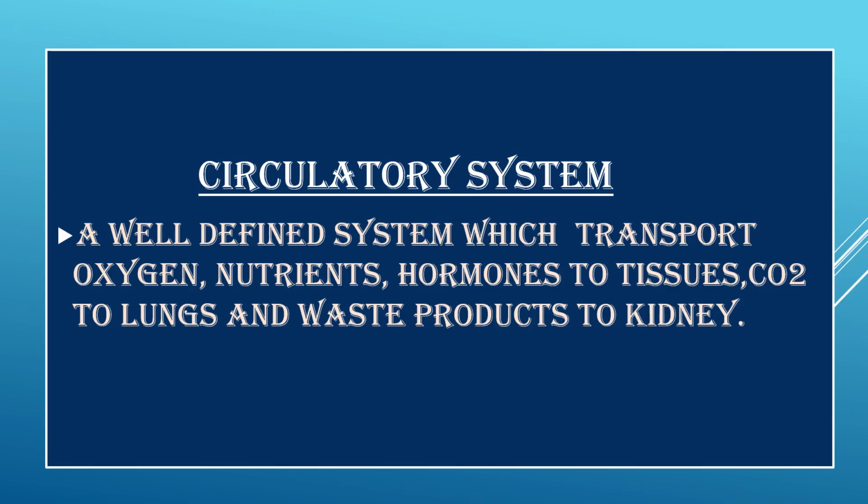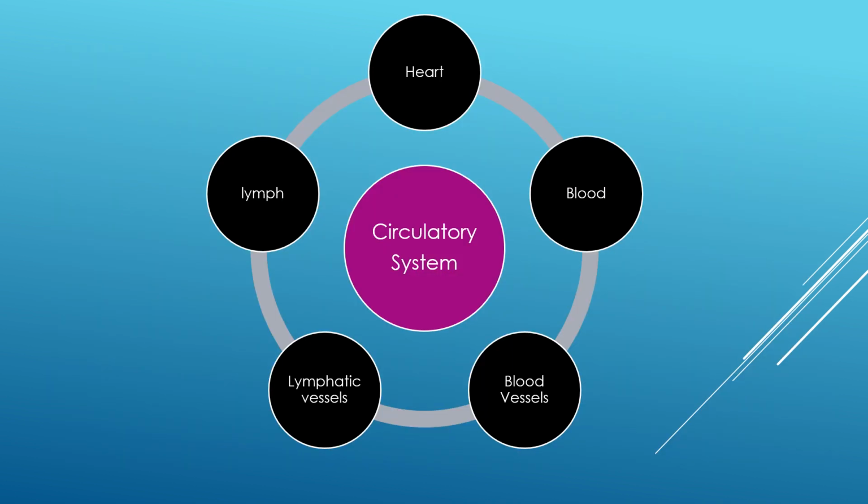The circulatory system is a well-defined system which transports oxygen, nutrients and hormones to tissues or cells, and from there carbon dioxide to the lungs and waste products to the kidney. So it's a system which transports many things from one place to another place in our body. The main components of the human circulatory system are heart, blood, blood vessels, lymph and lymphatic vessels.